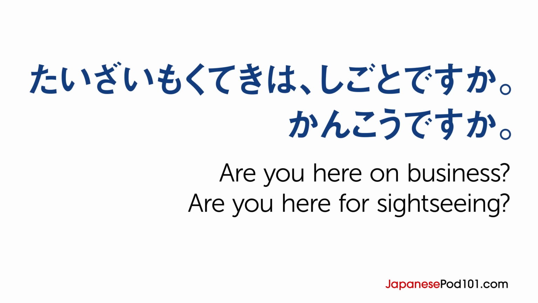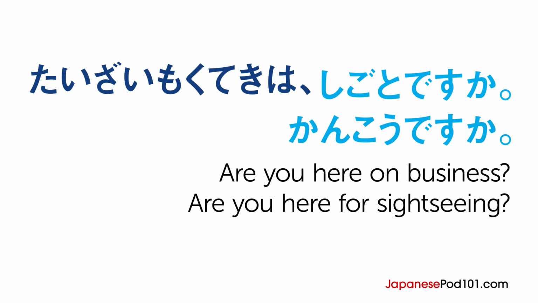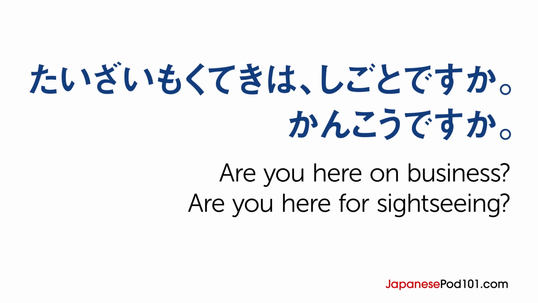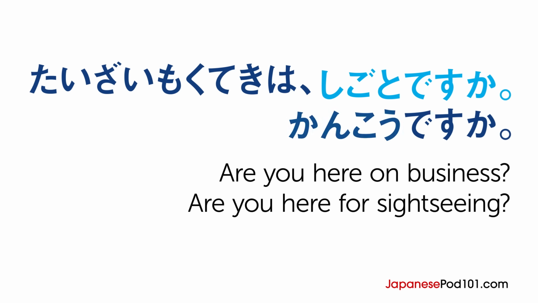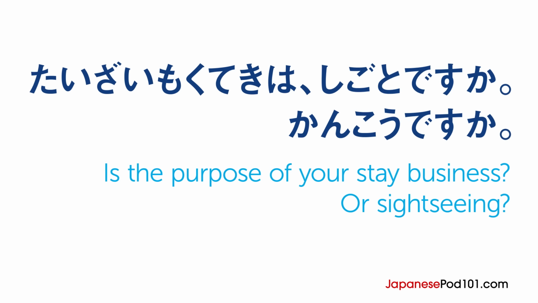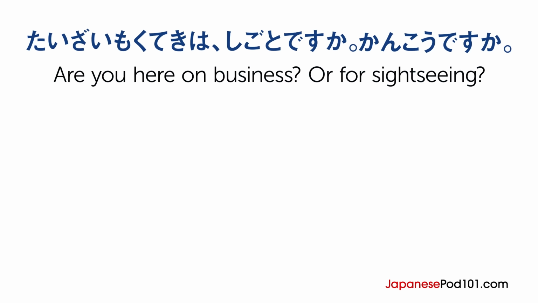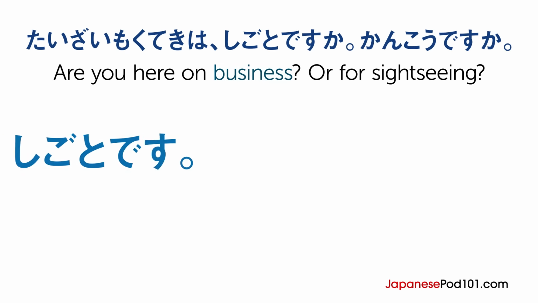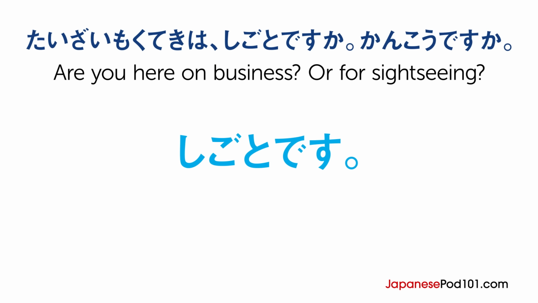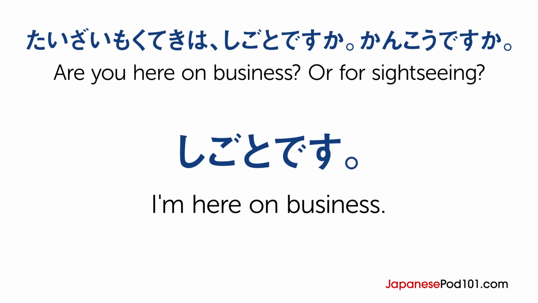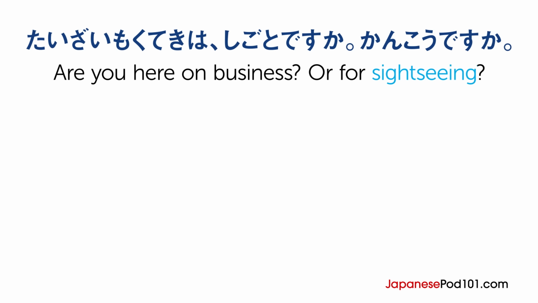Also, note that between the two question sentences, 仕事ですか?観光ですか? The conjunction or is not used. 仕事ですか?観光ですか? Is the purpose of your stay business or sightseeing? Or are you here on business or for sightseeing? If your trip is for business, you would say, 仕事です。 A literal translation of this would simply be, business is. But it's the natural way of saying, I'm here on business. Now you try. Imagine your trip is for sightseeing. Answer the question. 仕事ですか?観光ですか?